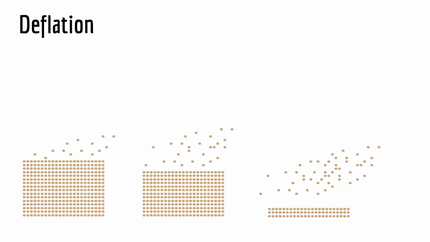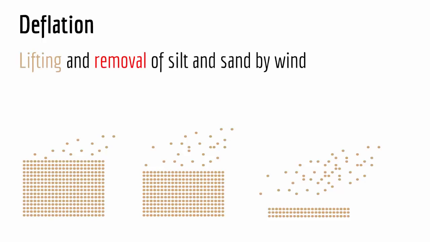The first type of erosion that is due to wind is called deflation. So what is deflation? Well, deflation is lifting and removal of silt and sand by wind. So when you have silt and sand on the floor of arid areas, the removal and lifting of these sand and silt by wind is called deflation. As you can see in this illustration, when we have silt and sand on the floor and wind comes and removes this silt and sand, this is called deflation.